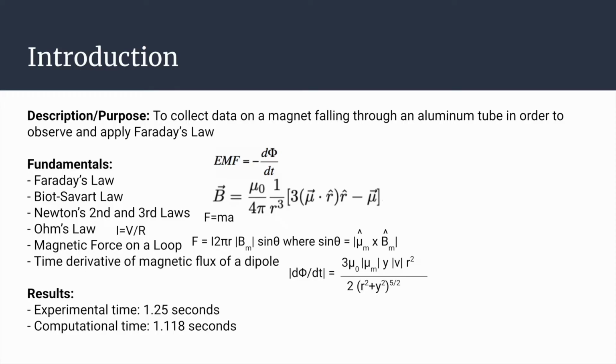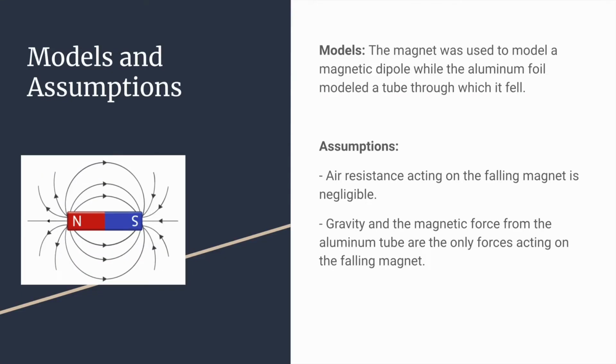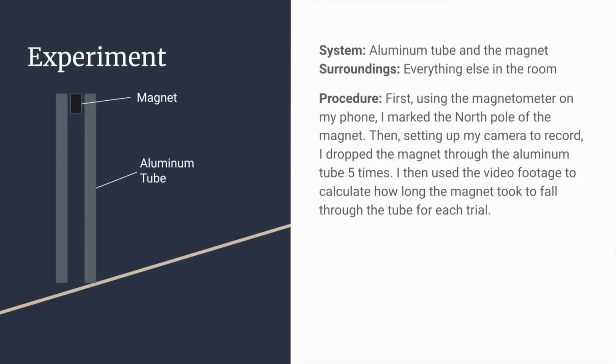The results of the experiment were that my experimental time was about 1.25 seconds, and the computational time from the model was 1.118 seconds. For the models and assumptions: the magnet was used to model a magnetic dipole, while the aluminum foil modeled a tube through which it fell. We assume that air resistance acting on the falling magnet is negligible, which feeds into the assumption that gravity and the magnetic force from the aluminum tube are the only two forces acting on the falling magnet. For the experiment itself, the system was the aluminum tube and the magnet, and the surroundings was everything else in the room.